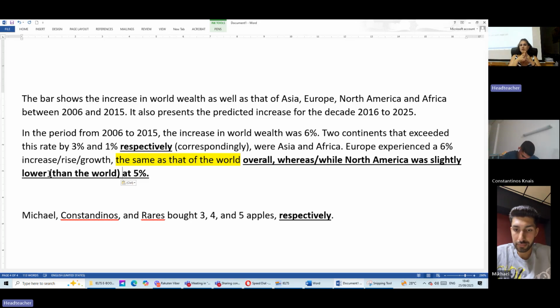So it was slightly lower than the world at 5%, and I've purposefully made a mistake. Can you spot it? There is a big mistake in this sentence. Whereas North America was slightly lower. No, North America wasn't lower by 5%, it was at 5%.